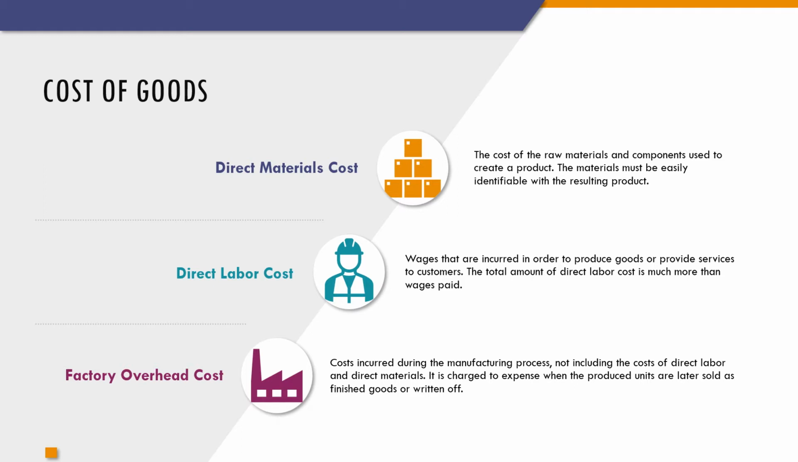Now, when you think about direct material costs and direct labor costs, also think about variable costs. These costs will be dependent on the activity. Factory overhead costs are costs incurred during the manufacturing process, not including the cost of direct labor and direct materials. It is charged to expense when the produced units are later sold as finished goods or written off. So factory overhead costs can be variable or fixed cost.